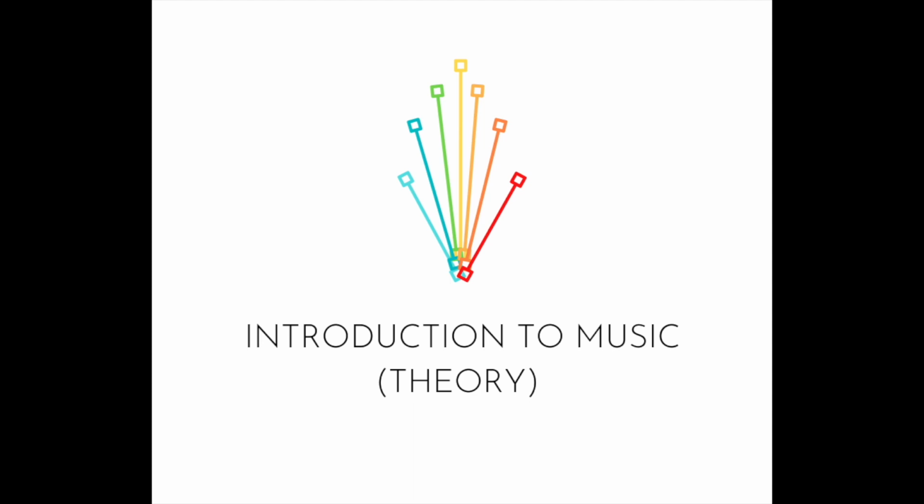E, F sharp, G sharp, A, B, C sharp, D sharp, E. So E major has 4 sharps, being the dominant of A major that has 3 sharps, and D major, being the subdominant of A major, has just 2 sharps. So what are the notes of D major? D, E, F sharp, G sharp, A, B, C, D.